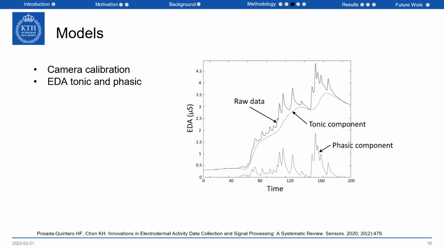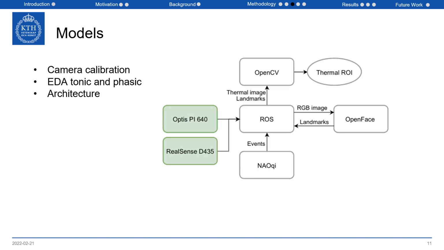In our system, we used both RGB and thermal cameras, and they were both calibrated. In addition, we've used electrodermal activities and extracted the tonic and phasic components out of each data point. The full architecture of the system is shown in the figure.